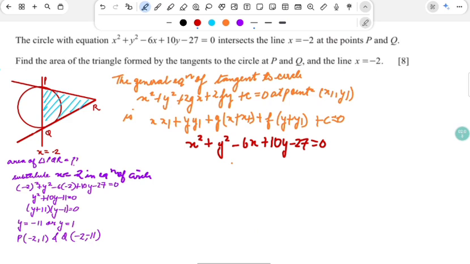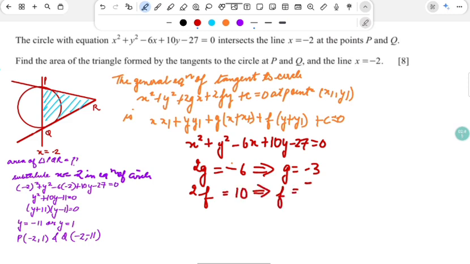Now next is the general equation of tangent to circle x² + y² + 2gx + 2fy + c = 0 at any point (x1, y1), which is given by x·x1 + y·y1 + g(x + x1) + f(y + y1) + c = 0. Now for our circle, 2g = −6, which implies g = −3. And similarly 2f = 10, so f = 5. And the value of c is −27.